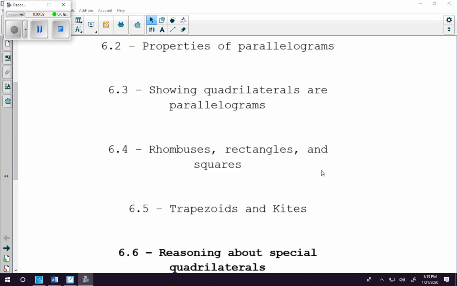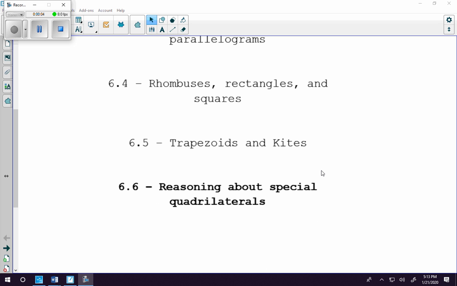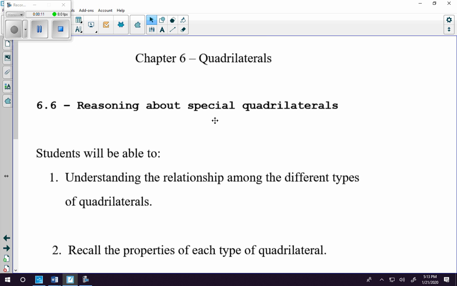Okay, class, today we're going to focus on Chapter 6, Section 6, reasoning about special quadrilaterals. It could be a bit of a tricky section, if you will, but if you pay attention, I don't think it'll be too bad at all.